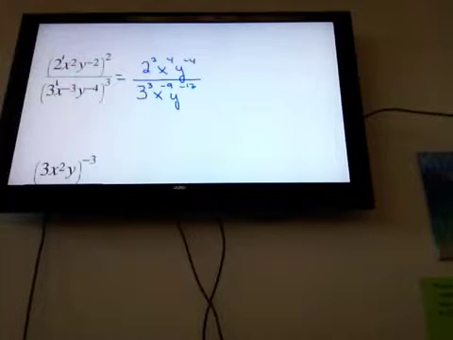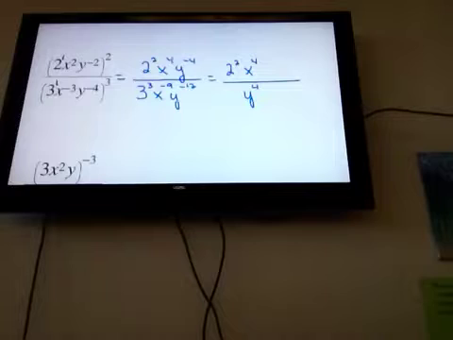Now we're going to do the same thing we've just been doing. Move my negatives. My 2 squared is going to stay, my x to the 4th is going to stay, my y to the negative 4 is coming down, 3 to the 3rd stays, x to the negative 9th moves up, y to the negative 12th moves up.